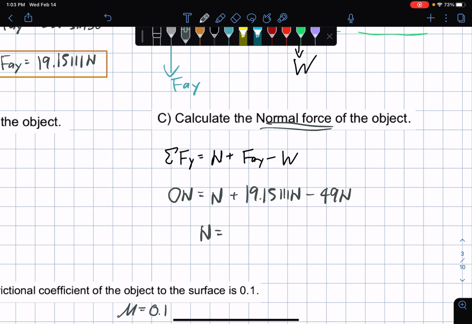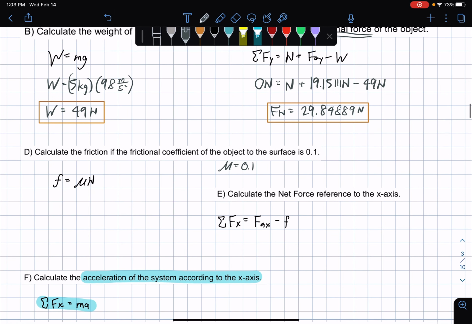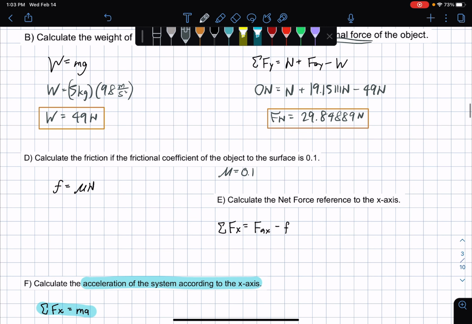Okay, so 19.15111 minus 49 is equal to, well, if you transpose to the other side, it's going to be positive 29.84889 newtons. You can opt to change the symbol for normal force into Fn instead of N to avoid confusion from the symbol for Newton, the unit value. So far so good.